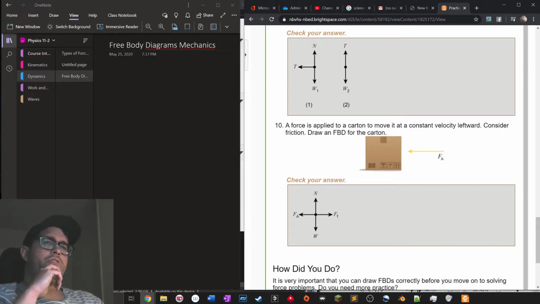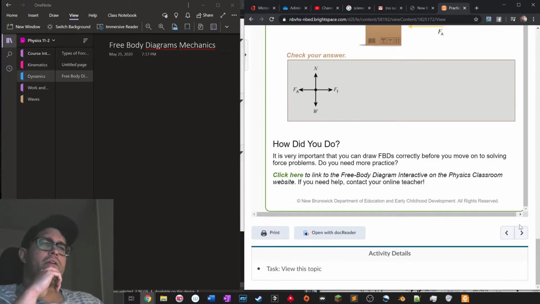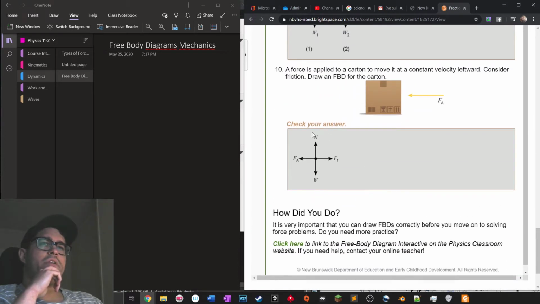Force is applied on the carton to move it at a constant velocity leftwards. There is friction, which is on the right, weight, and normal. Great. And yeah, we need all of this to calculate the final acceleration.